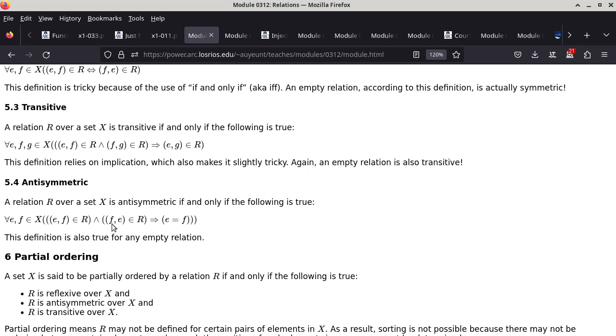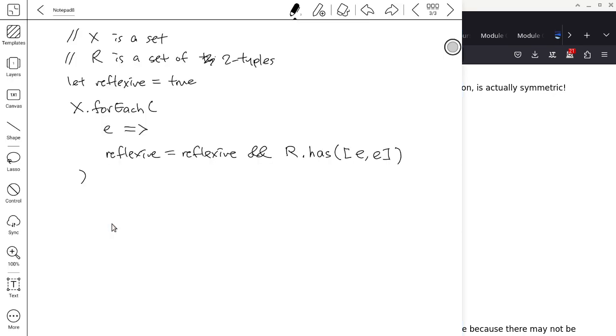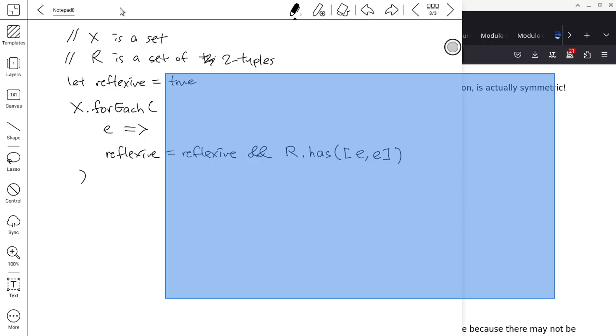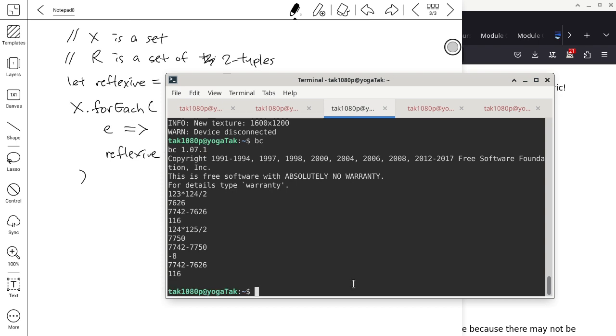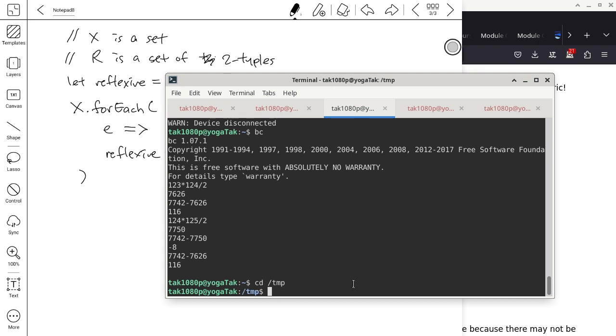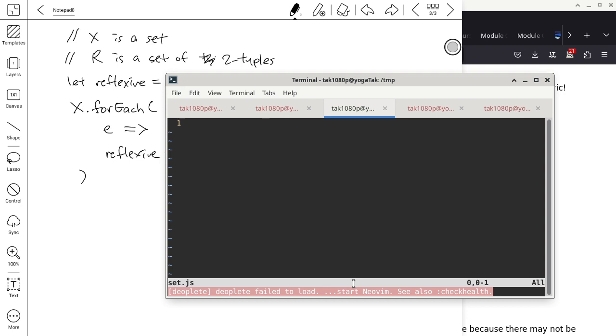Yep. Could you explain the for each function again? Okay. Sure. I think the best way to do this is to give you an example. So let me go to a command line interface. I think this one works. We'll just write a simple program. We can call this set.js.